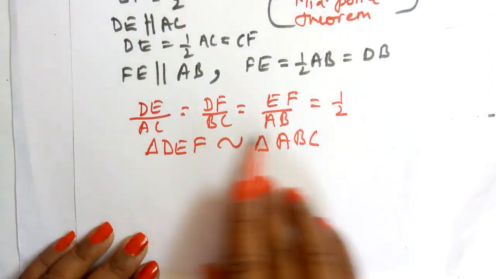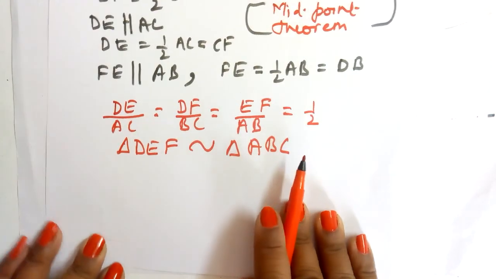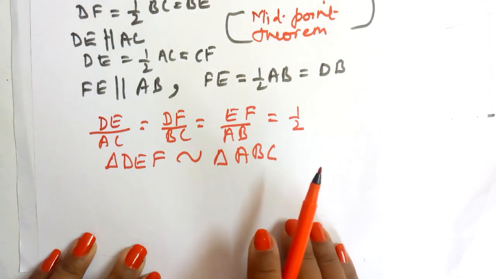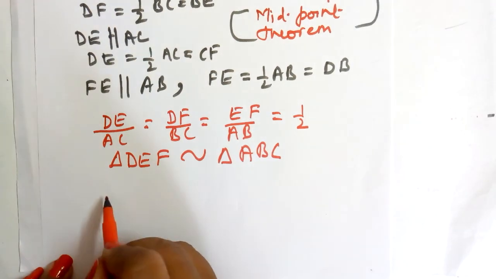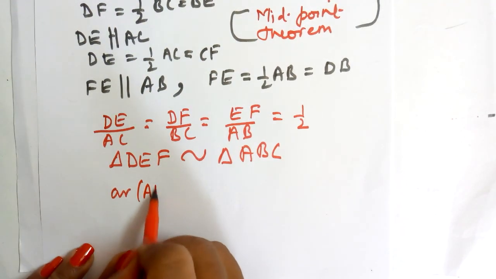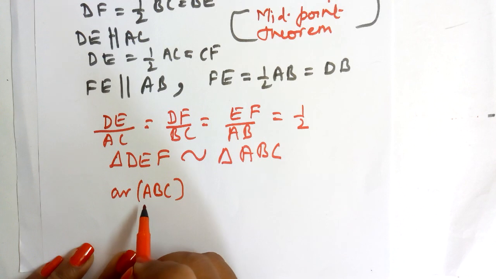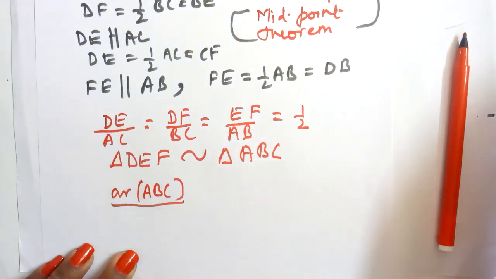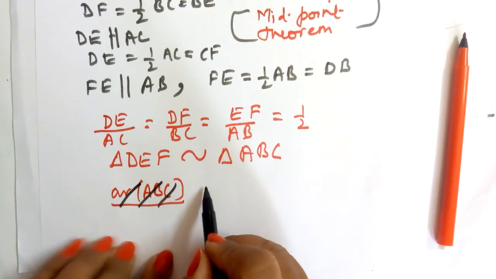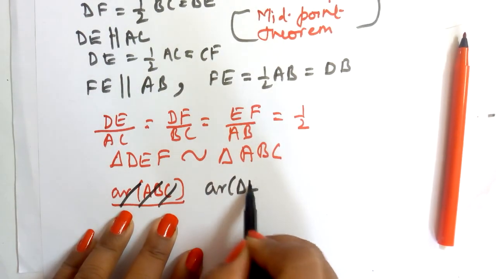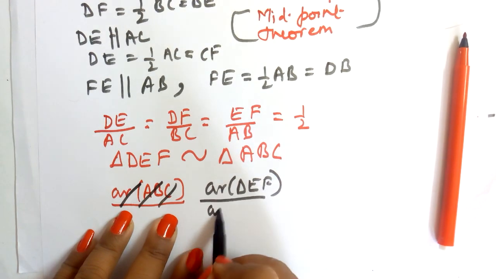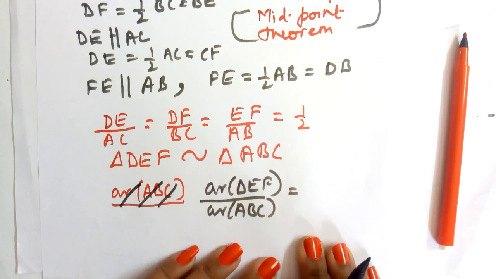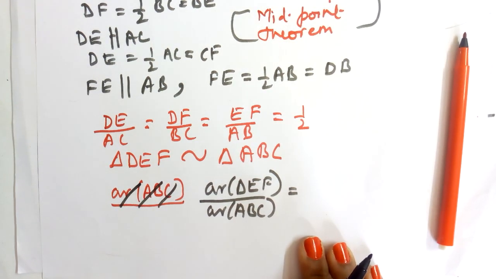Since sides are proportional to each other, we can use this also. The triangle DEF is similar to triangle ABC. So when we use this, we have to find out the areas. First of all we can write here, area of triangle DEF upon area of triangle ABC is equal to, that theorem is not in the proof.